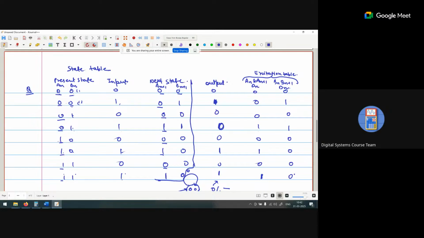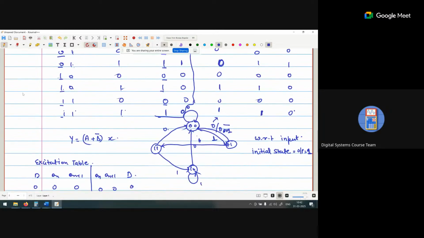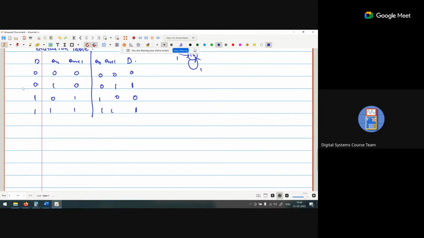Now in the case of D flip flop, we know that only one input is possible. This is the D. We get the first flip flop, so we are getting the An. Again D with the second flip flop, we are getting a Bn.